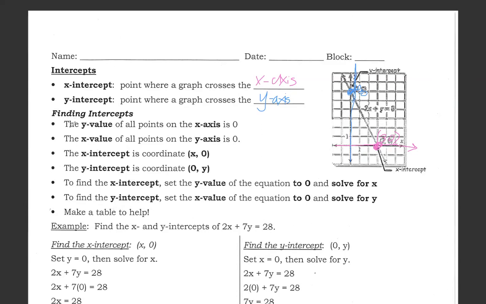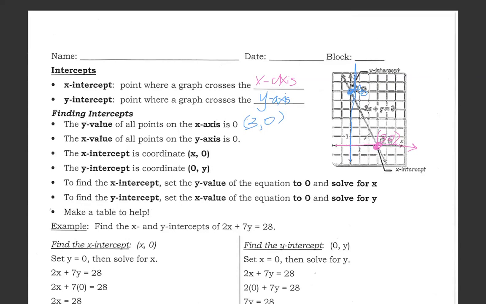So let's think about this. Our x-intercept was (3, 0). Okay, wait, let me back that up. This one says the y value on the x-axis is 0. So if we have (3, 0), every single point on the x-axis, the y is 0. Keep that in mind. That's what that's telling us right here, and it's going to be important in a moment.